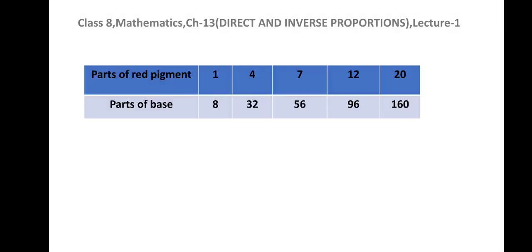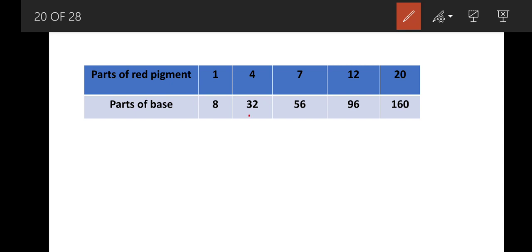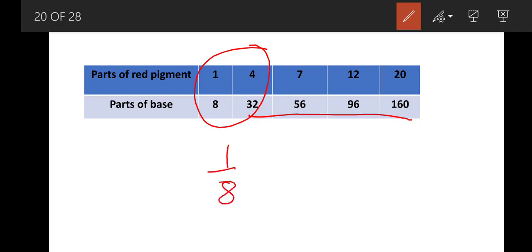Now this is the complete table. I have written the values after calculating, and I have completed the table. This is the final answer. So if you compare these values, you will find that all these ratios will be equal to 1 over 8.